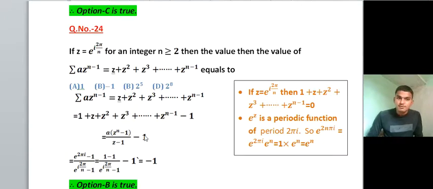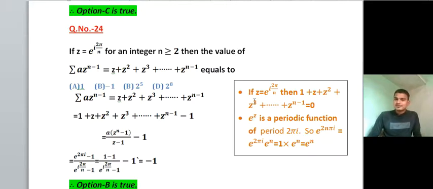Then we will go to the next problem, question number 24. It is given that if z is equal to e to the power I 2 pi by n for an integer n greater than or equal to 2, then the value of the series z plus z square plus z cube plus up to z to the power n minus 1 is equal to dash.